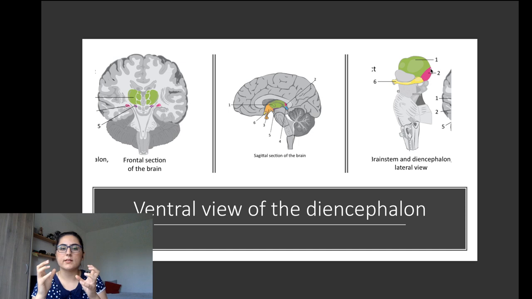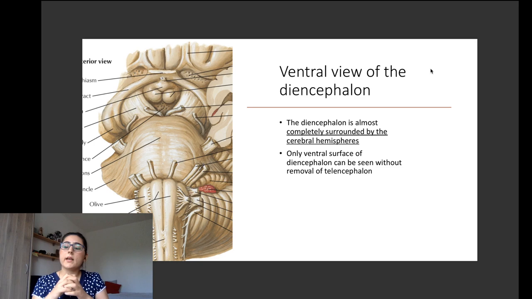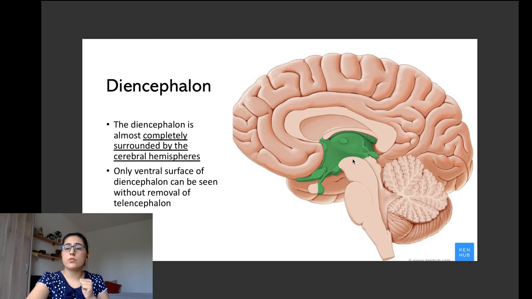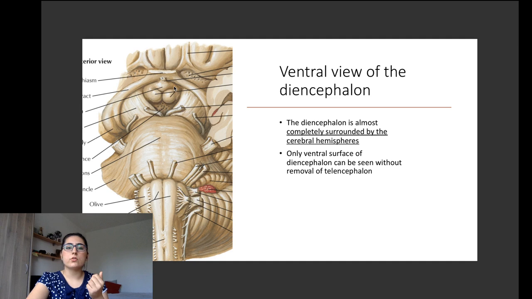So, like I said, I told you that the diencephalon is located right above my brainstem. So when I show you this picture and I tell you the ventral view of the diencephalon, it makes sense for me to be able to see my brainstem right here. I can see my pons, I can see my medulla oblongata, and I can see my midbrain with the cerebral peduncles. So these are my cerebral peduncles.